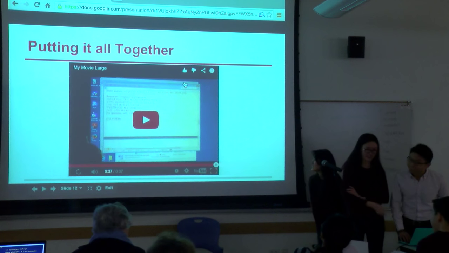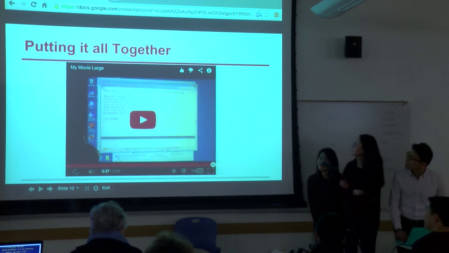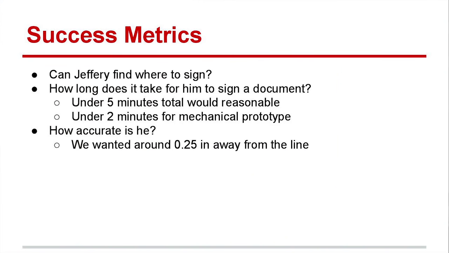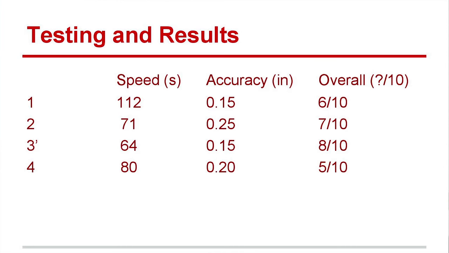Can you take 30 seconds and wrap up, please? Yeah. Okay. So this is him, and this is what the result was. We measured a bunch of things. We wanted to know how accurate it was, how fast it took him to use a mechanical prototype, and what he thought of his overall satisfaction, and these are a summary of his results.